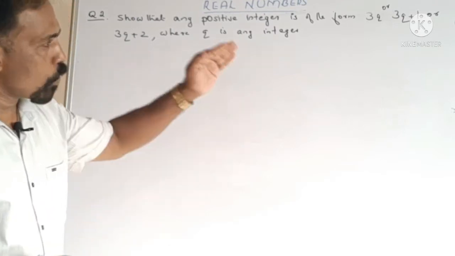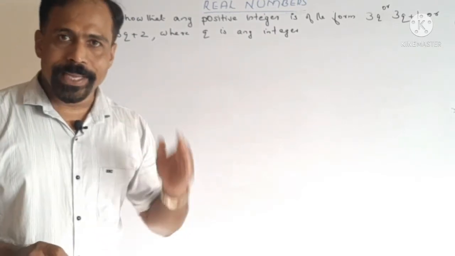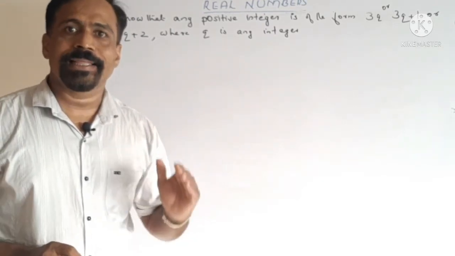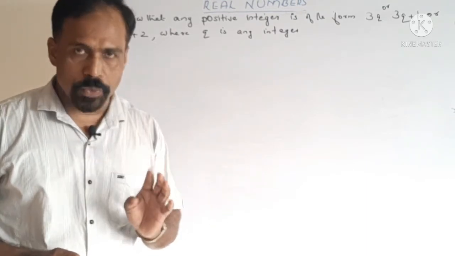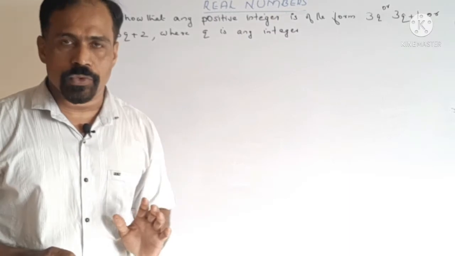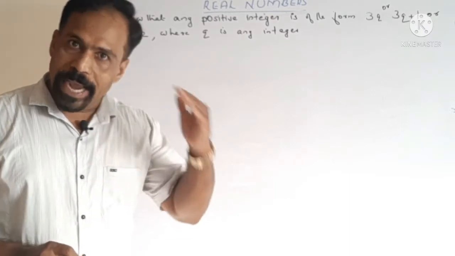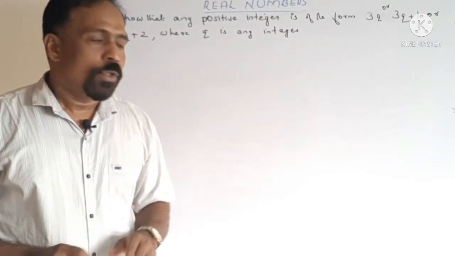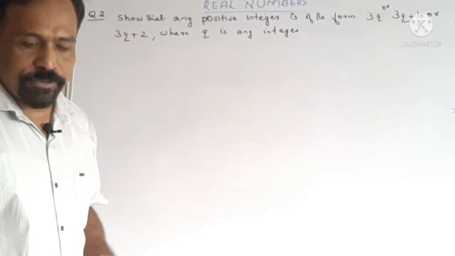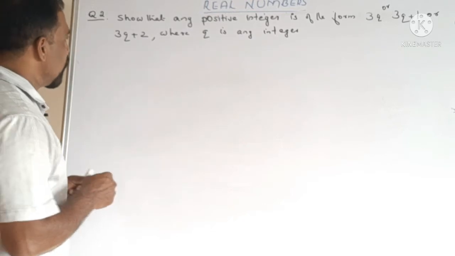Now from the question itself you can easily make out it is a clear-cut division by 3, isn't it? Because 3q, 3q plus 1 and 3q plus 2. So we have to divide that integer by 3. So according to Euclid's division lemma, let us do it.